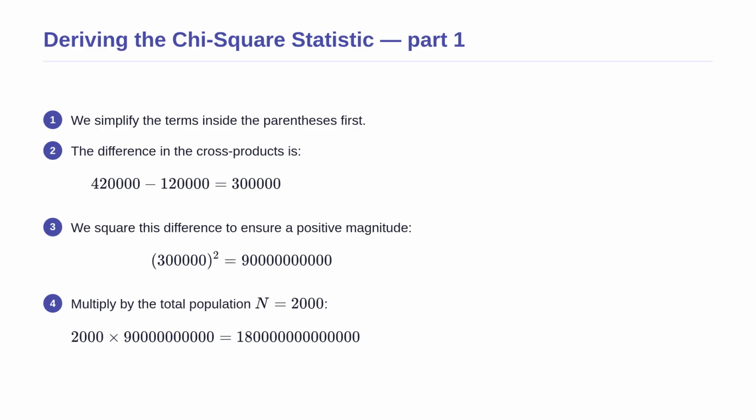Mathematically, squaring ensures that our deviation is positive and heavily penalizes large differences, giving us 90 billion. Finally, we multiply this by our total sample size of 2,000, resulting in a massive 180 trillion. While this number looks intimidating, it is a necessary mathematical step to compute the final statistical weight of our genetic association. This sets us up perfectly to normalize the value in the next step.